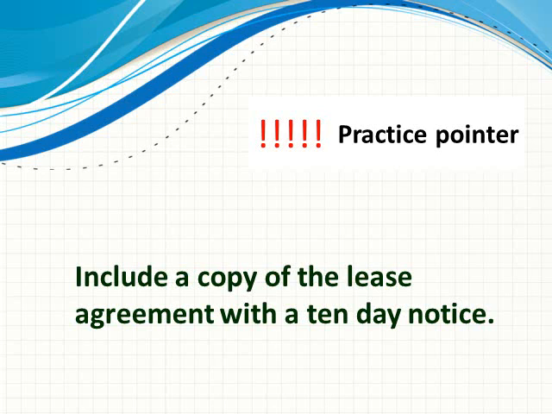Fourth and finally, with limited opportunities to make an appellate record, including the lease with the notice helps establish that there was a lease and that the lease attached to the notice is authentic, especially if the tenant never objects to the attached lease, or if the tenant never states that it's not a true and correct copy of the lease.